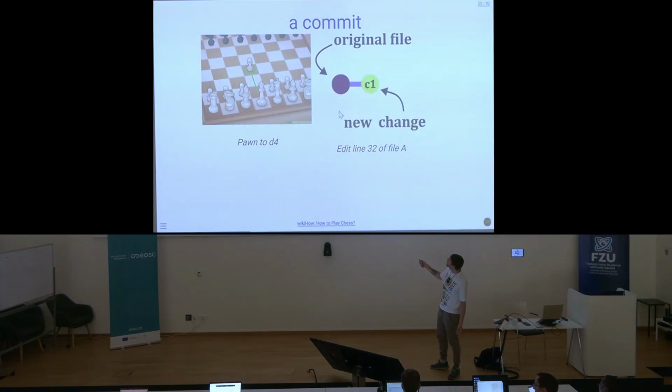And how to read this? We have a state of a project, which is this bubble. You will be seeing these bubbles a lot. And then we change the state to something new because we edited a file. And we record that. We write down, oh, we edited file A by changing line 32. And this written down record is called a commit. So we have the original state, and we added a new commit. You see C1, commit 1.